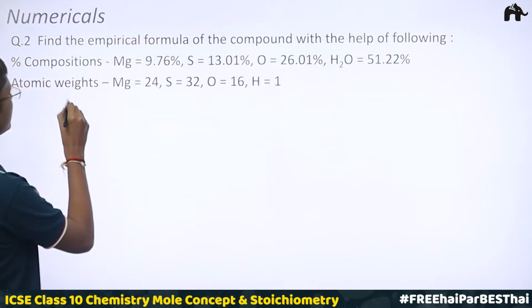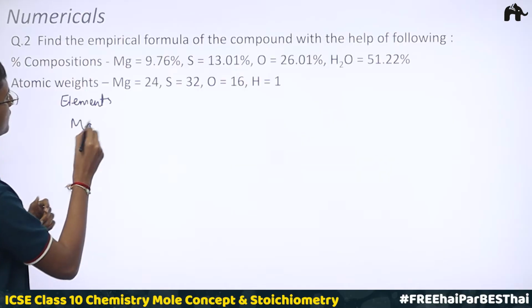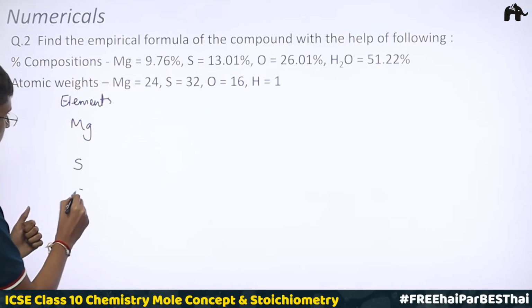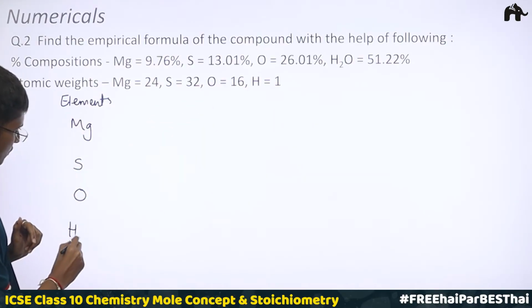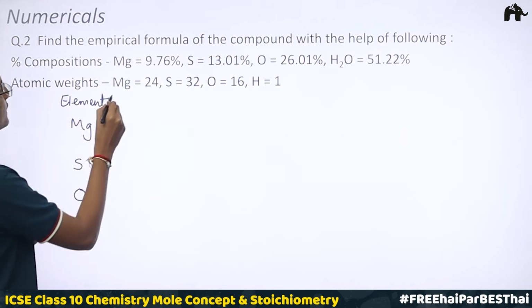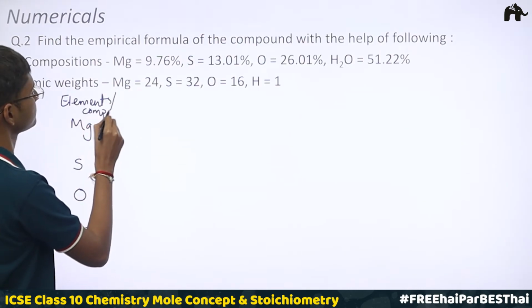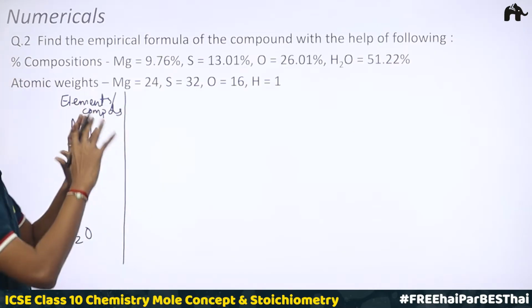Same elements we are going to write first. Which elements are given to us? Magnesium, sulfur, oxygen. And then a compound is given to us. We are just going to write the compound water. So now here the title would be elements or compounds, right? In this column, the title would change. That's it. The rest of the process would be the same.